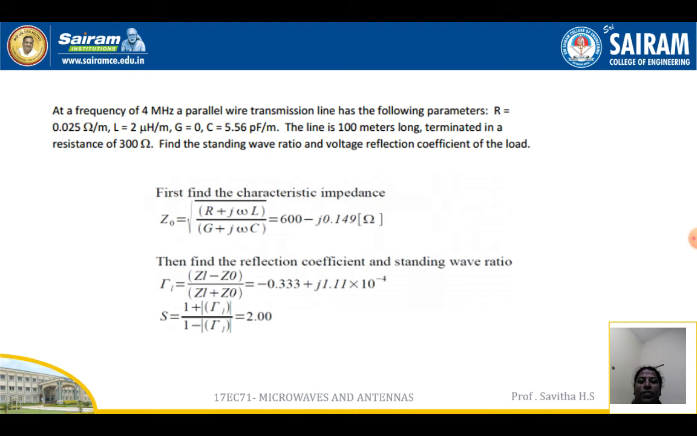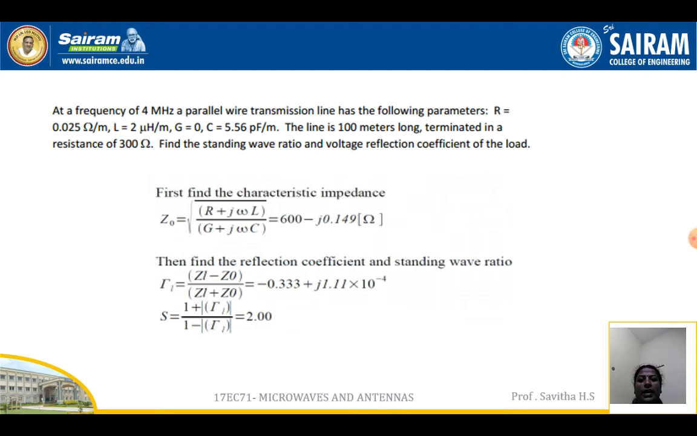At a frequency of 4 megahertz, a parallel wire transmission line has the following parameters. So the primary constants they have given in the problem. The line is 100 meters long, terminated in a resistance of 300 ohms. Find the standing wave ratio and the voltage reflection coefficient of the load.